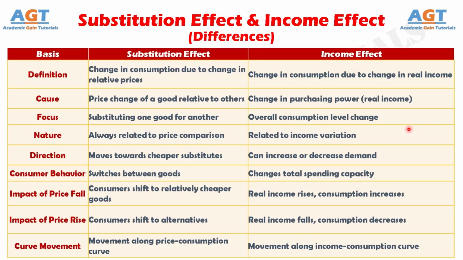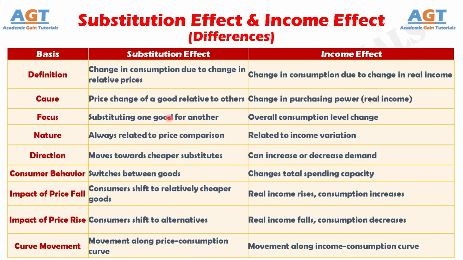Difference number 1. Substitution effect refers to a change in consumption due to changes in relative prices, whereas income effect refers to a change in consumption due to changes in real income. Number 2. Substitution effect is caused by a price change of a good relative to others. On the other hand, income effect is caused by a change in purchasing power.